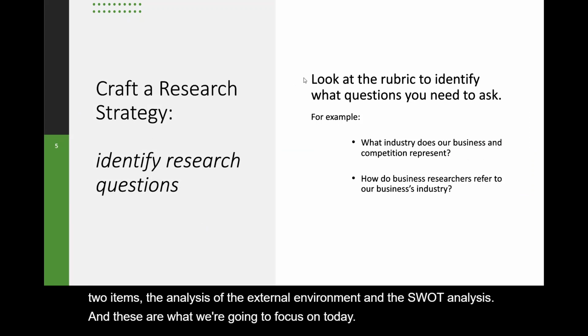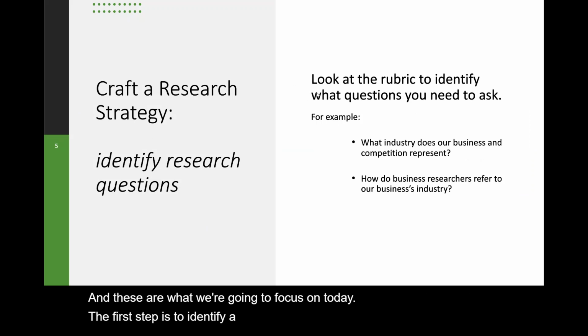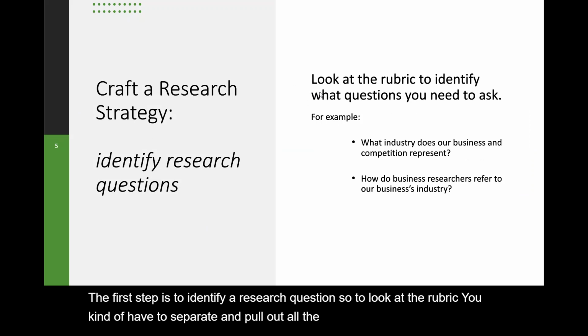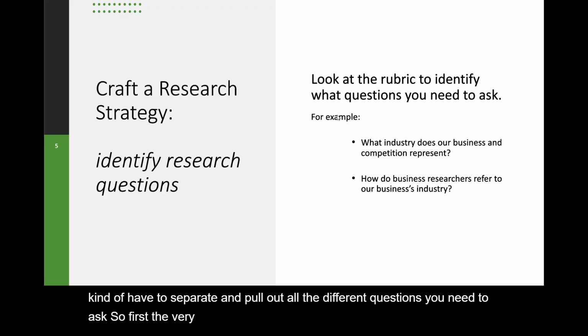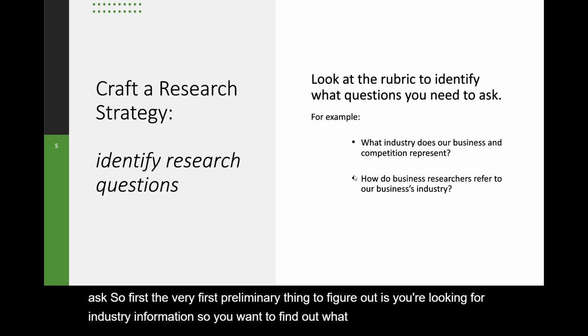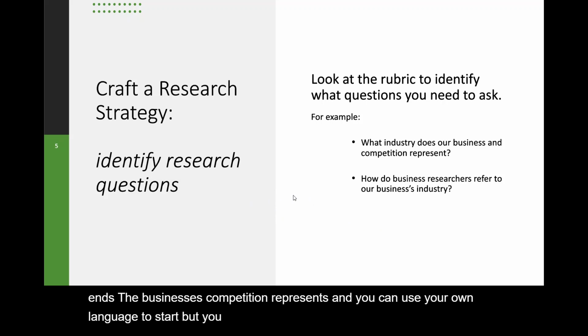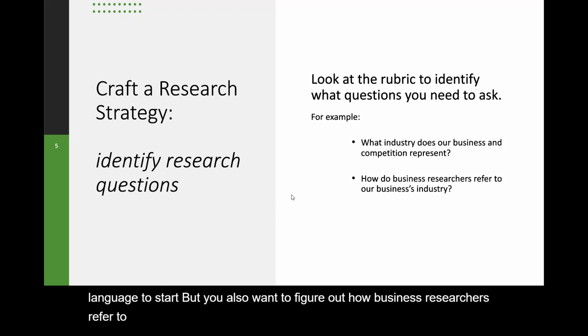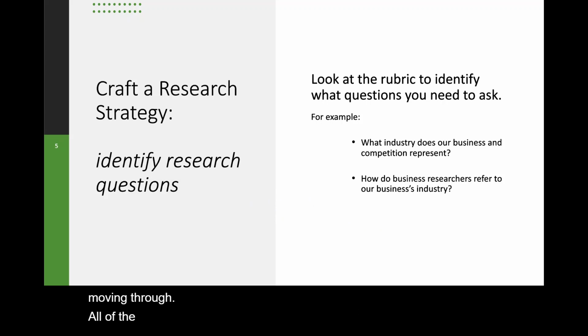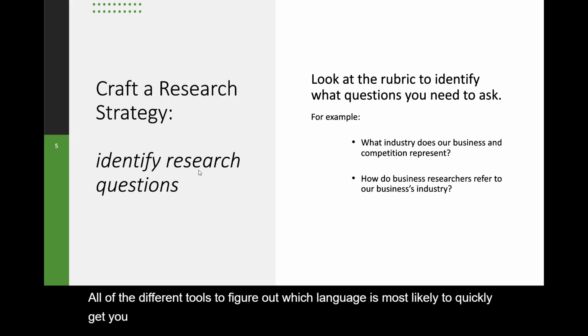The first step is to identify a research question. To look at the rubric, you have to pull out all the different questions you need to ask. The very first preliminary thing to figure out is that you're looking for industry information. So you want to find out what industry your business and the business's competition represents. You can use your own language to start, but you also want to figure out how business researchers refer to your business's industry, because this will be really important as you move through all of the different tools to figure out which language is most likely to quickly get you to the information that you need.